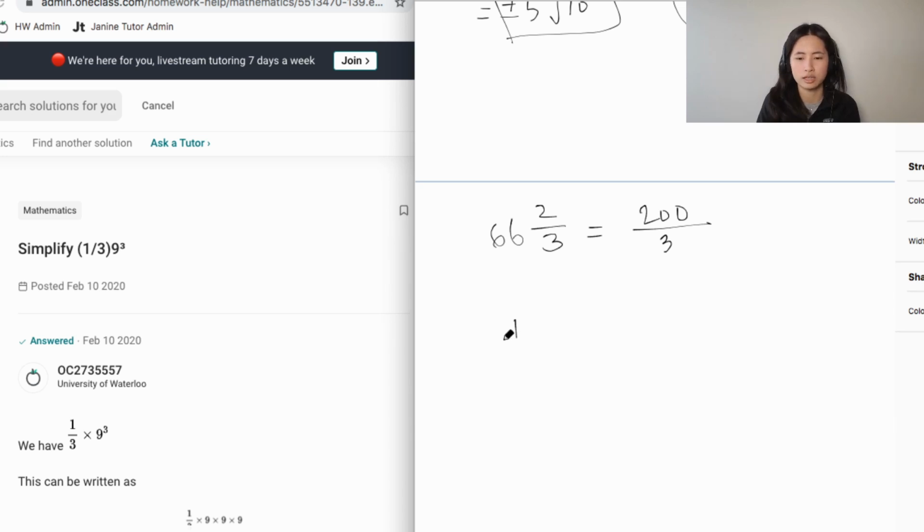1 over 3, and this is basically multiplied to 9 cubed, right? So typically what I tell my students is either to expand 9 raised to the power of 3, or you can write 9 raised to the power of 3 in terms of the base 3 instead of 9, right? So I guess we can have two options.